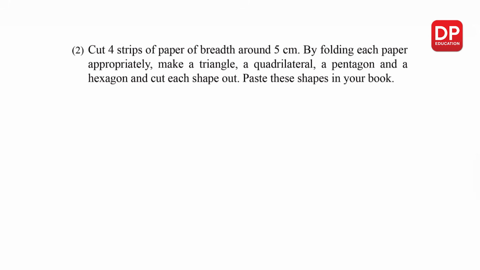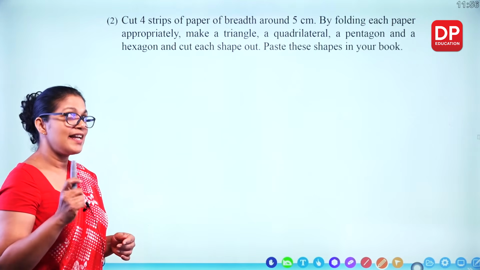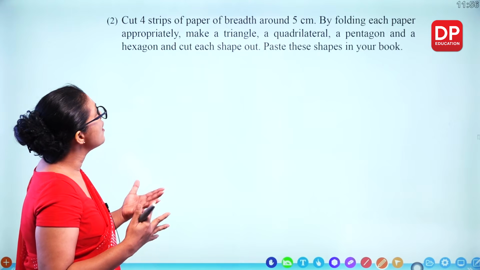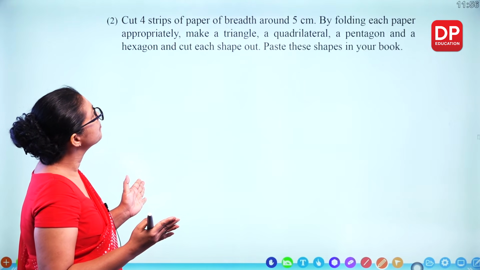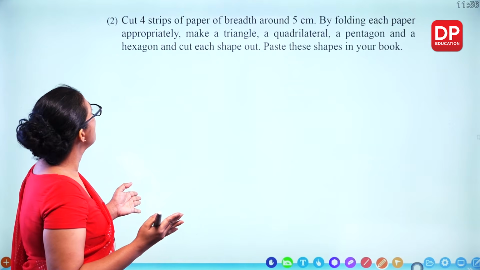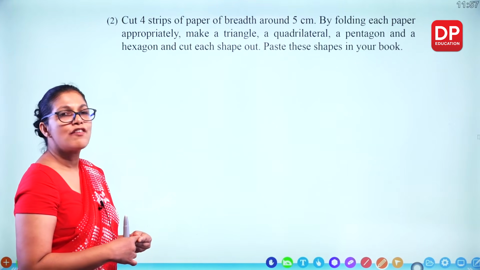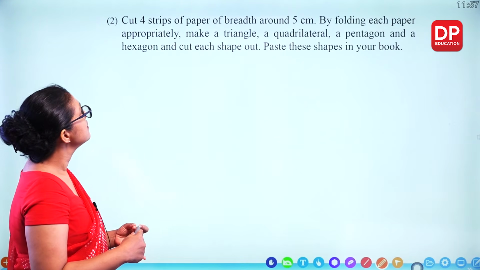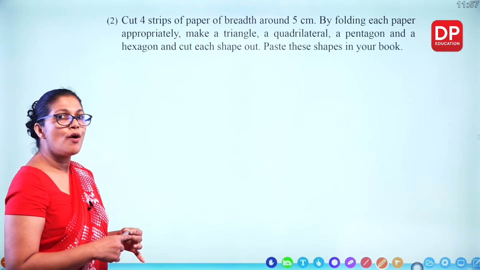Cut 4 strips of paper of breadth around 5 cm by folding each paper appropriately. Make a triangle, a quadrilateral, a pentagon and a hexagon and cut each shape out. Paste these shapes in your book. That's an activity for you. Try to make them and paste them in your book.